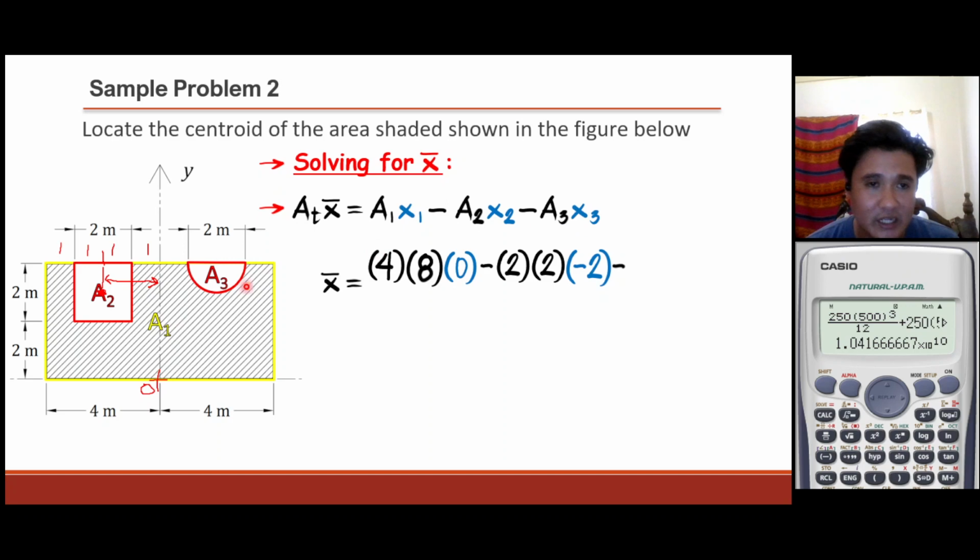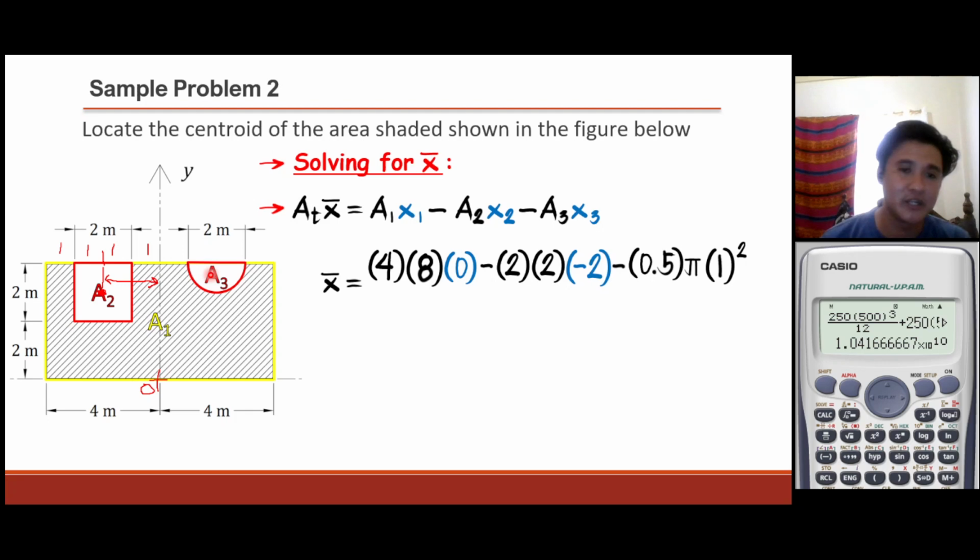And then, negative A3. Yung A3 natin ay 1/2 ng pi r squared. Tapos, yung distance ng centroid niya ay the same lang din, 2. So, visualize lang natin, yung centroid niya siguro nandito sa gitna. Tapos, hanapin natin yung x distance niya. So, x distance niya, that would be this distance. Okay? So, if this is 4, if this is 2, therefore, itong mga lengths na ito ay 1, tapos sa gitna niya, tapos 1 ito, 1 ito. So, therefore, yung x distance ng centroid niya ay 2 meters lang din.